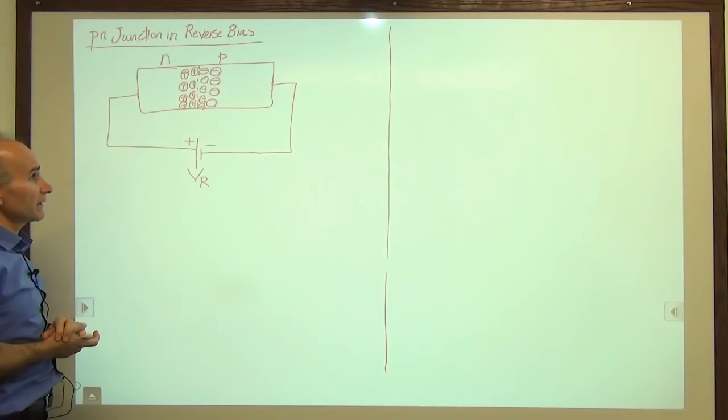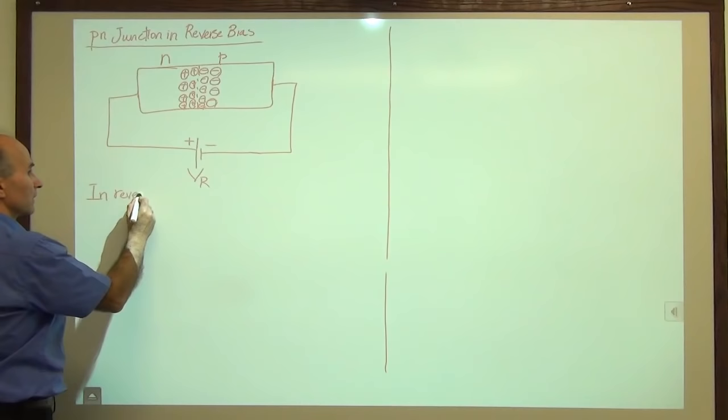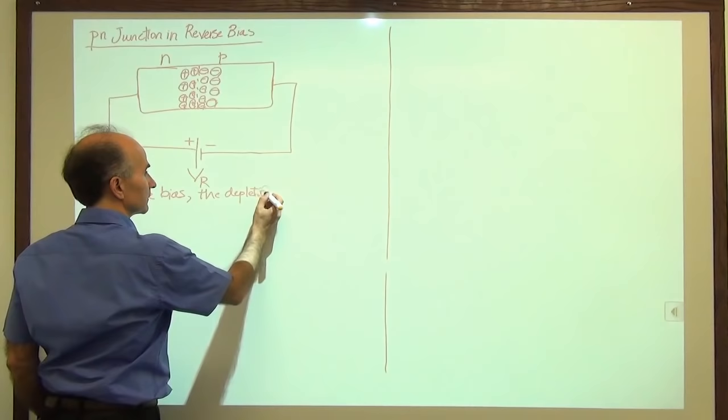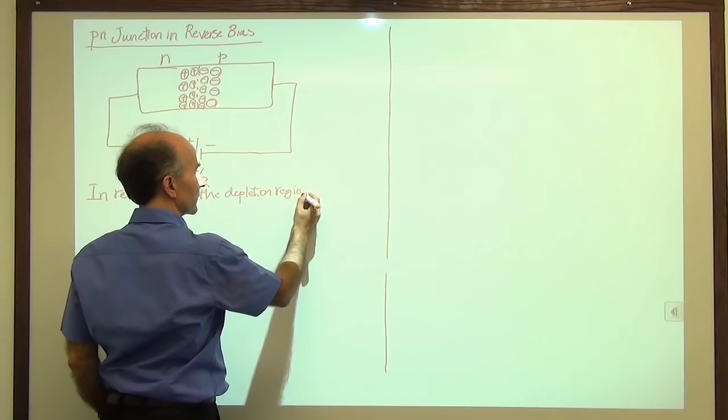We say that in reverse bias, the depletion region becomes wider.